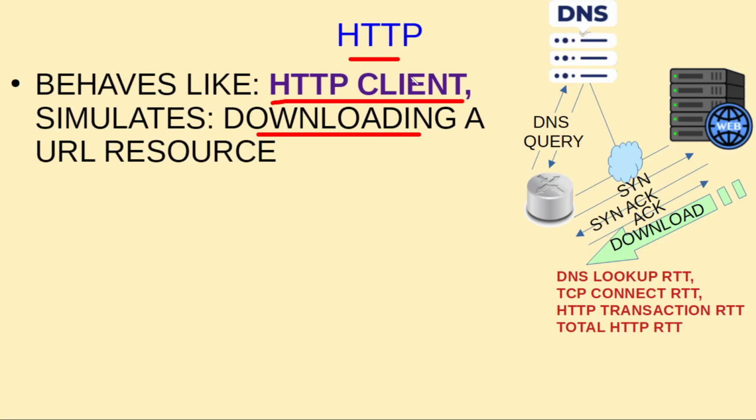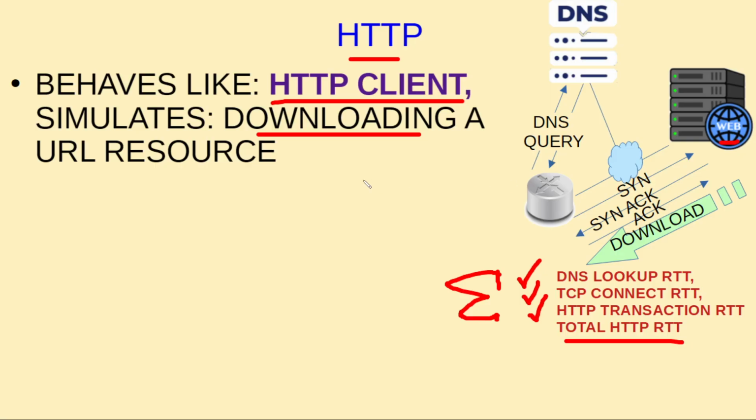Next operation, HTTP. In this case, the IP SLA operation is going to behave like an HTTP client downloading a URL resource from a web server. Several statistics are going to be gathered, because first we are going to query the DNS server in order to gather the IP address of the web server. Then we are going to establish a TCP connection, and then download a file through HTTP. So we can gather the DNS lookup time, the TCP connection time, the HTTP transaction time, and then summarize all of these times into a total HTTP time.